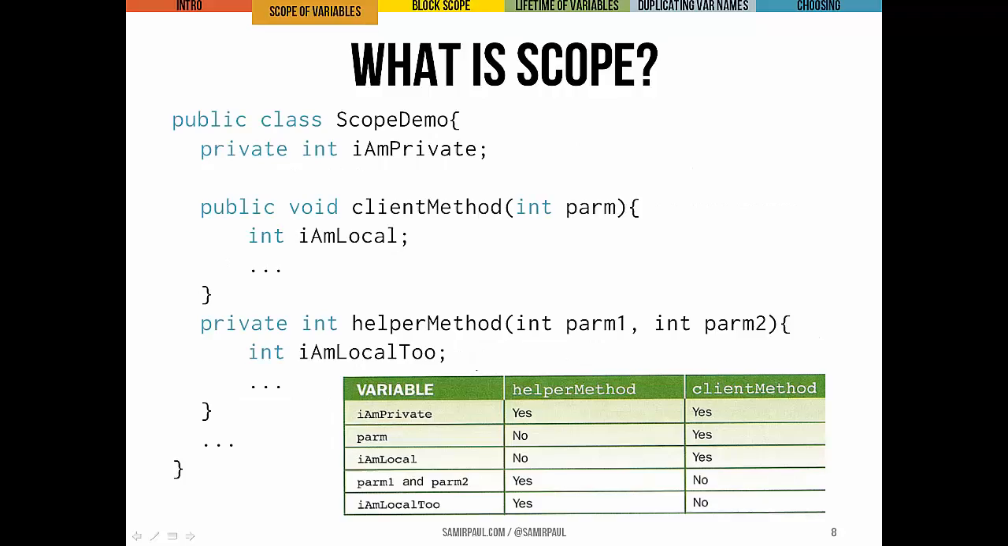So we can see in this example, I've really got a bunch of different levels of scope. I've got this private instance variable, IAmPrivate, and that's accessible in either of these two methods, clientMethod and helperMethod. Meanwhile, the parameters and the local variables declared in each method, clientMethod or helperMethod, are only accessible inside that method. They're not accessible in the other method. They each have local scope.